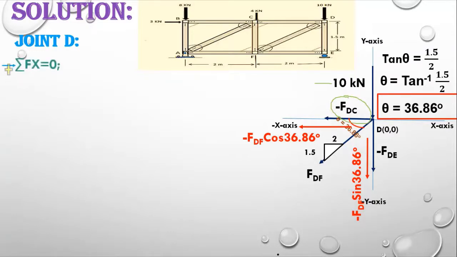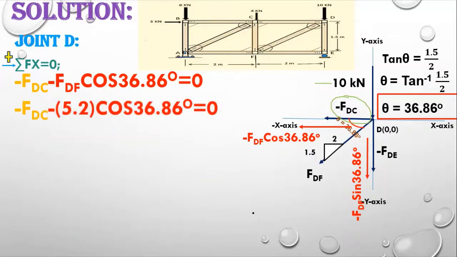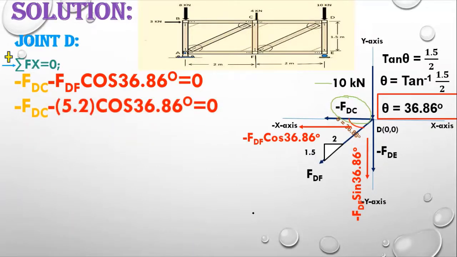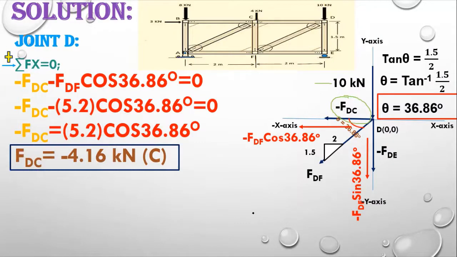You can see here, we sum up: there is one horizontal force minus FDC, and there is the FDF horizontal component, that is minus FDF cos 36.86 degree, equals 0. Now we put the value of FDF here because we have already calculated it in the earlier slides on earlier joints. So FDF is 5.2, and minus FDC comes out equal to 5.2 into cos 36.86 degree. So the value of FDC is minus 4.16 kilonewton, that is compressive in nature.